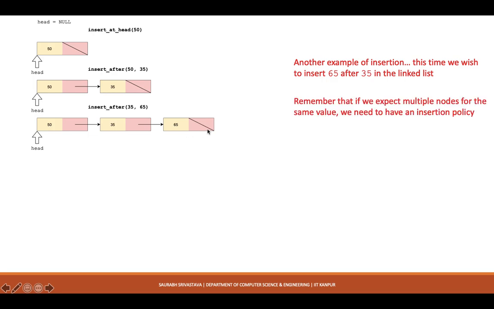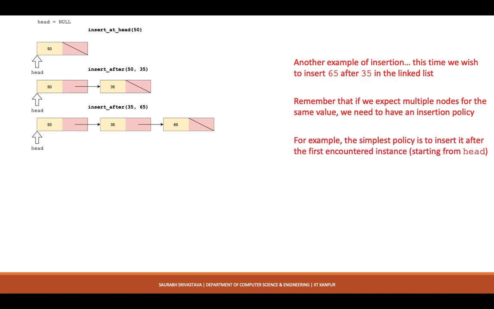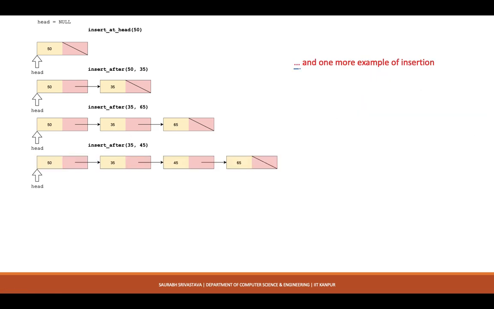Remember that there could be a case where you have multiple nodes within the linked list with the same value. So in this case, you need to have some kind of insertion policy. The easiest policy, of course, is that you insert it as soon as you find one instance of the data, right? So I can say that had there been multiple instances of 35 in this list, I will insert 65 right after the first instance of 35. So this is more of a policy thing, right?